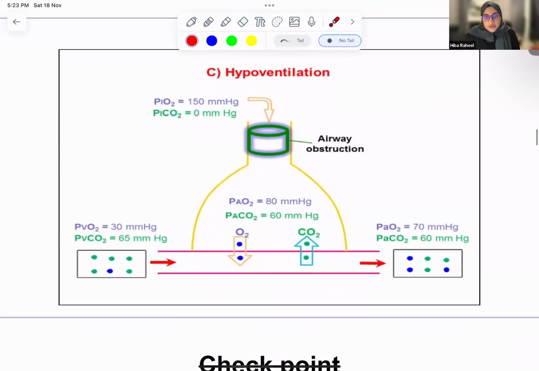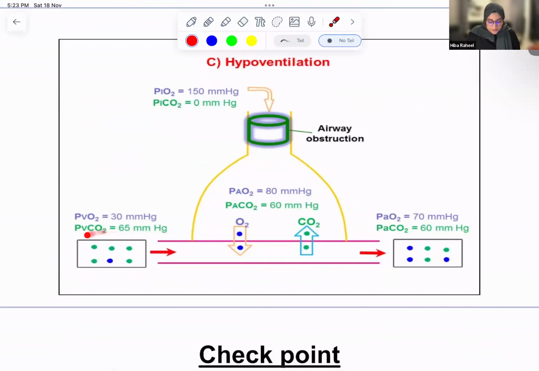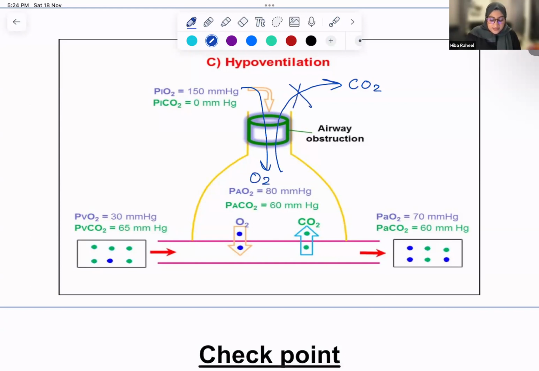Ventilation is not occurring. So as per usual, the venule is bringing in the deoxygenated blood, which is 30 and 65. It passes through the capillary. Gas exchange is supposed to happen at this level, but some problem occurs and gas exchange does not occur because there's no ventilation, right? So when oxygen comes in, carbon dioxide has to leave. If carbon dioxide does not leave, it remains inside here. There is no gradient for diffusion to occur.